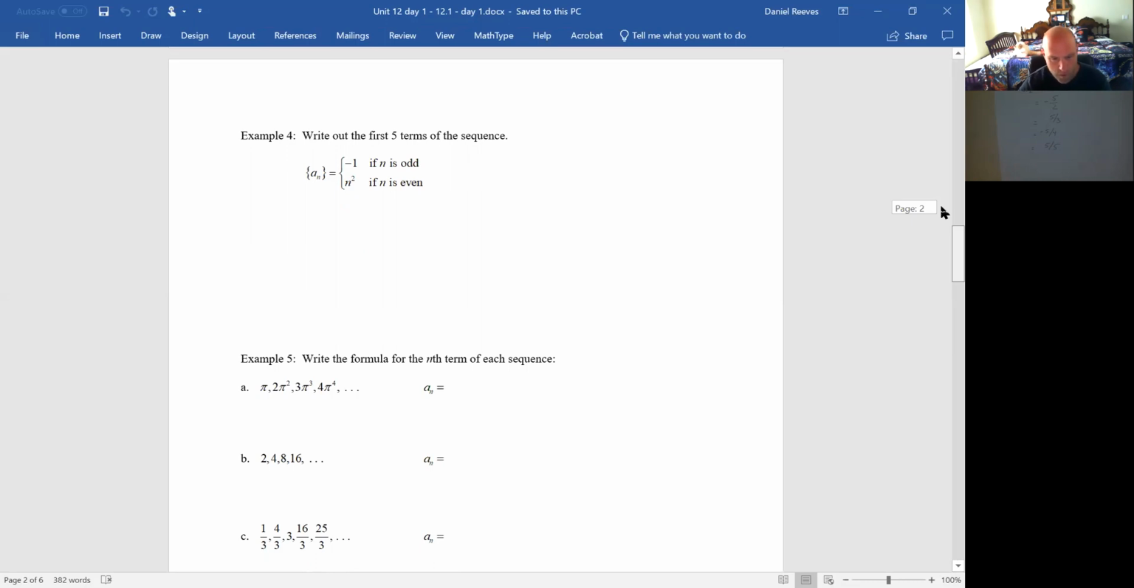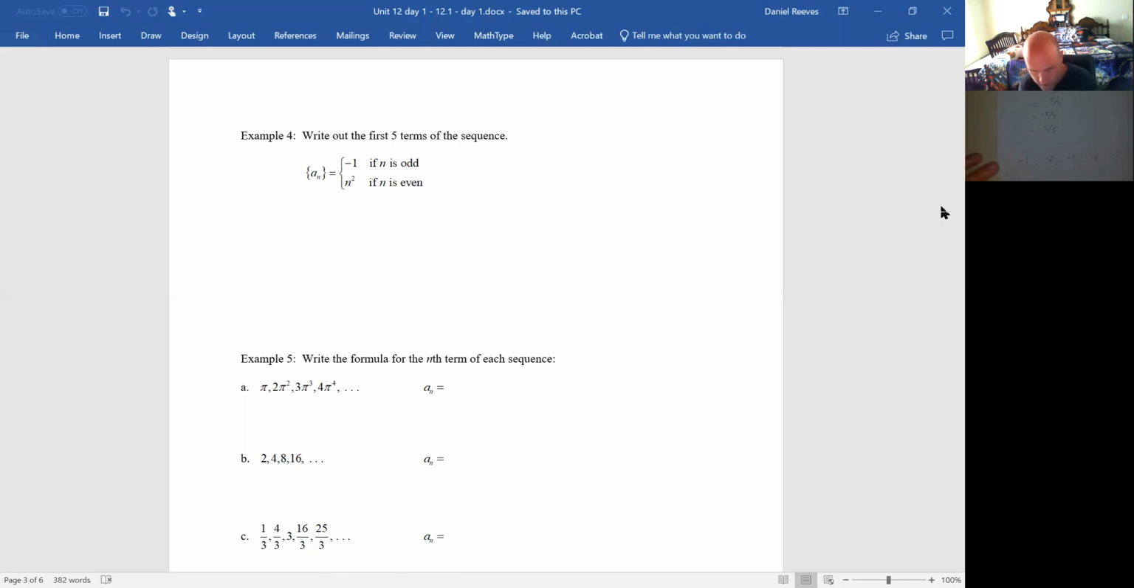Okay, example 4, write out the first 5 terms of the sequence. It's always -1 if the n value is odd. So I've got a -1, a -1, and a -1. It's n squared if it's even. So 2 squared is 4, and 4 squared is 16. Those are my terms.